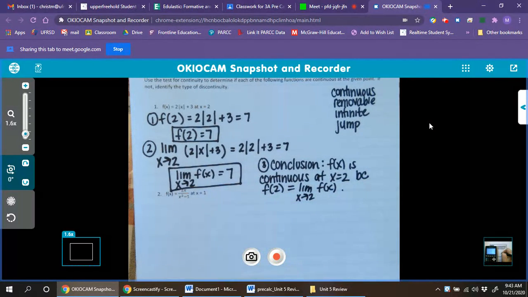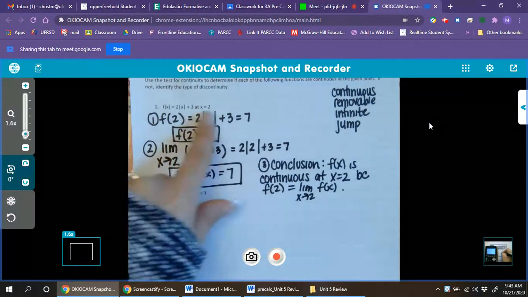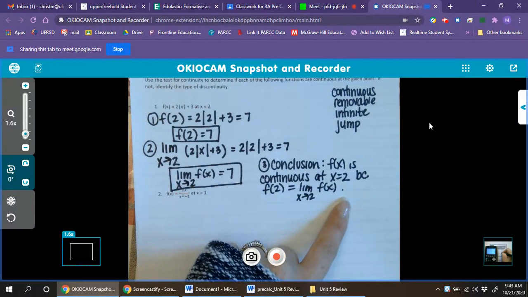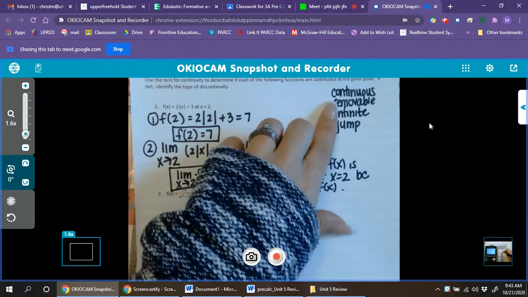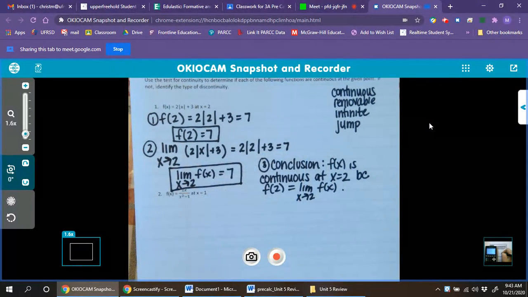So this was best case scenario. Step 1 and step 2 have an answer. They're the same answer. Therefore, my conclusion, it's continuous at this point. That was best case scenario. Never going to happen again. I'm going to show you an example of removable, infinite, and jump. Okay.